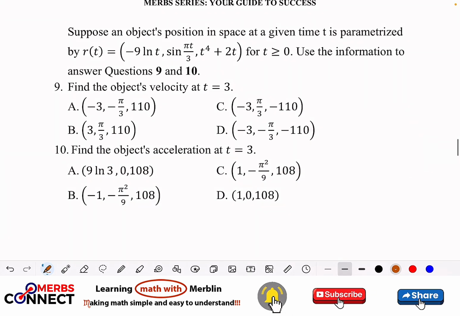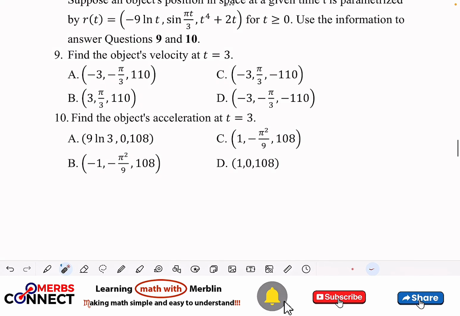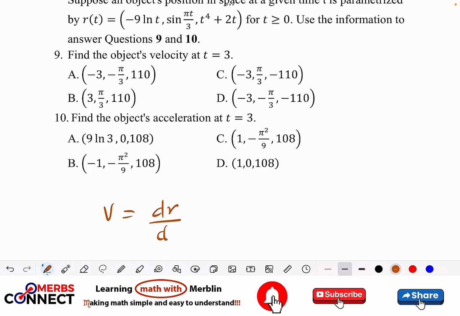Let's look at 9 and 10 together. So we have the parametric equation, right? And we have the position vector here. So we want to find velocity at t is equal to 3. So let's first, we know that velocity is v, which is dr over dt. So let's differentiate this with respect to t, right? So we are going to do it term by term because this is i, this is j, and this is k. So let's do that.